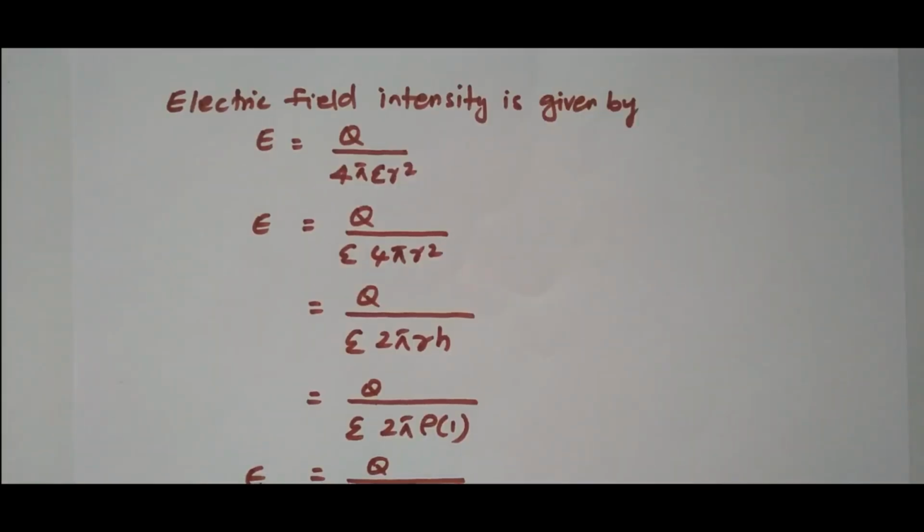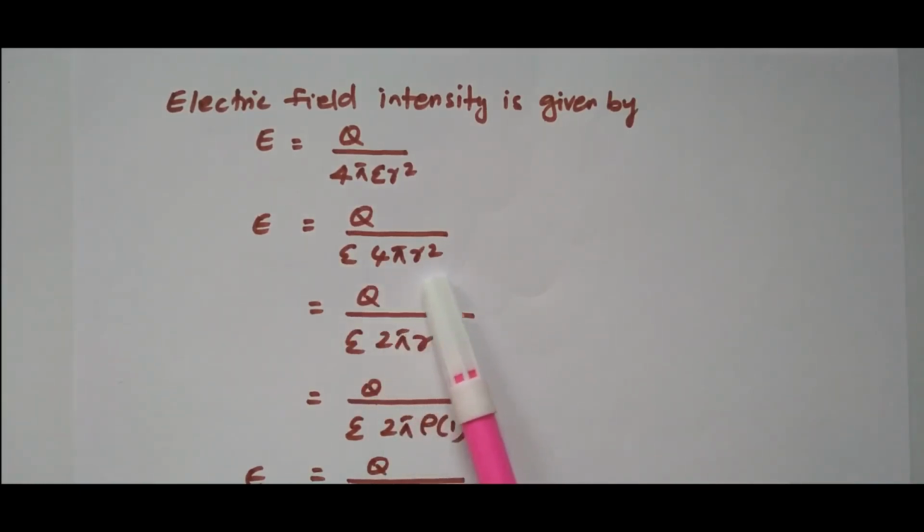Now we'll see the derivation for this cylindrical capacitor. First we will find the electric field intensity, then the voltage. From that we can find the capacitance. The electric field intensity E equals Q divided by 4 pi epsilon r square. That is a very general formula. Q divided by 4 pi epsilon r square is rewritten as Q divided by epsilon into 4 pi r square.